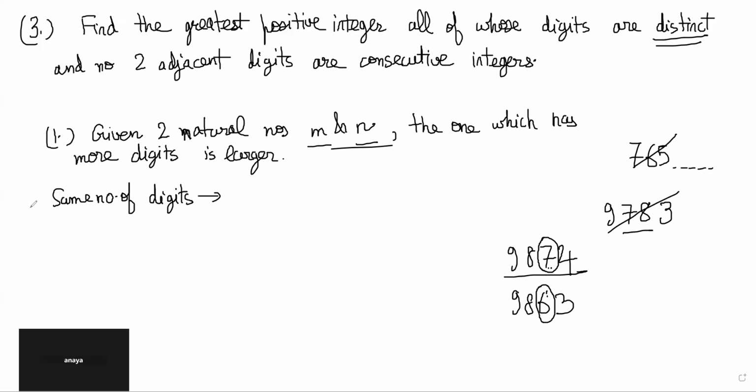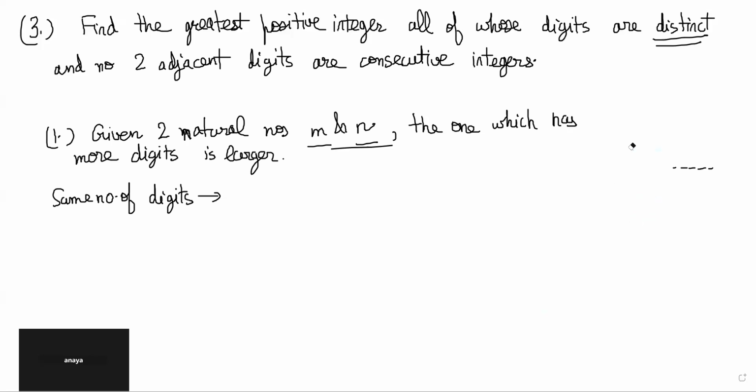So in order to figure out the biggest possible number, you need to be able to compare two numbers and figure out which is larger. So these are the two rules that you need to keep in mind: if they have the same number of digits, and if they have different numbers of digits, how we decide which one will be larger.